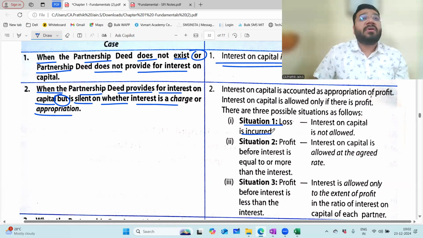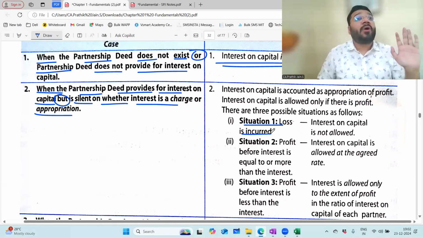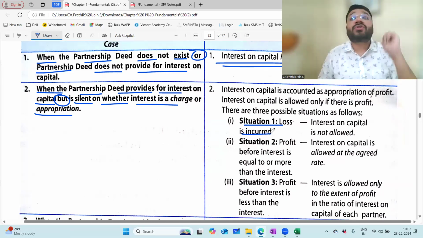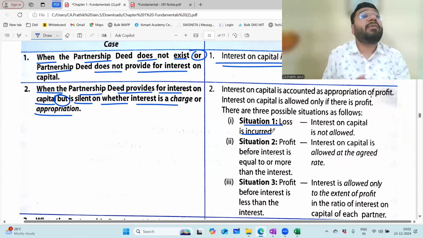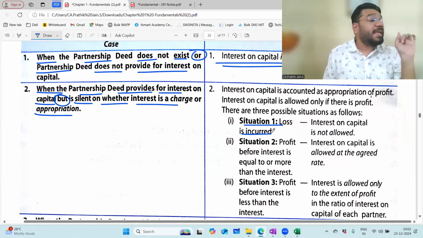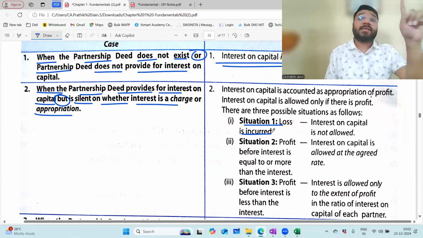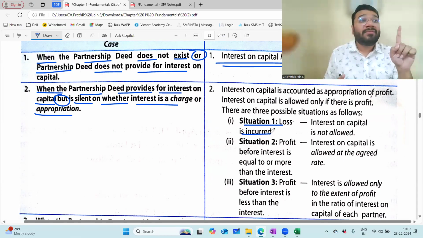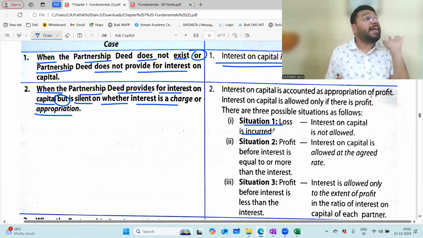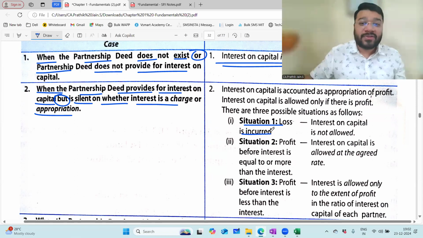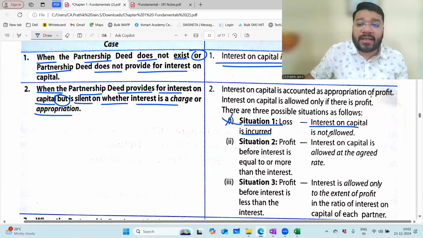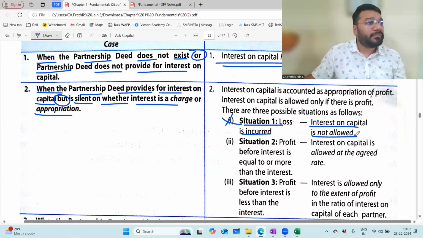Now here, 3 cases. First case, the P&L account shows a loss. You're transferring the loss to the appropriation account. In that case, will you give IOC? No, sir. In case of loss, we will never record the items of appropriation at all. When loss is there, only one thing you record: interest on drawing, that too if it is there, otherwise that also will not be recorded. So in the situation of losses, interest on capital is not allowed.